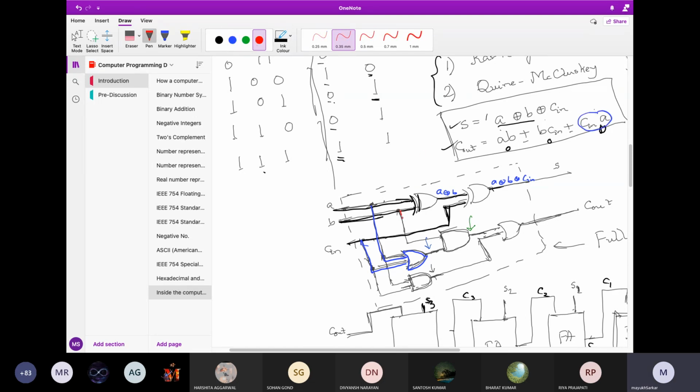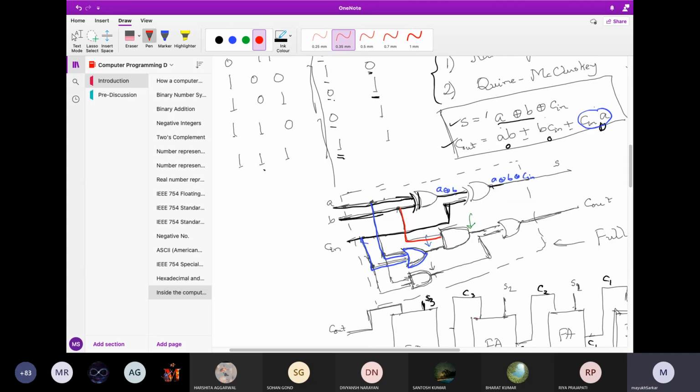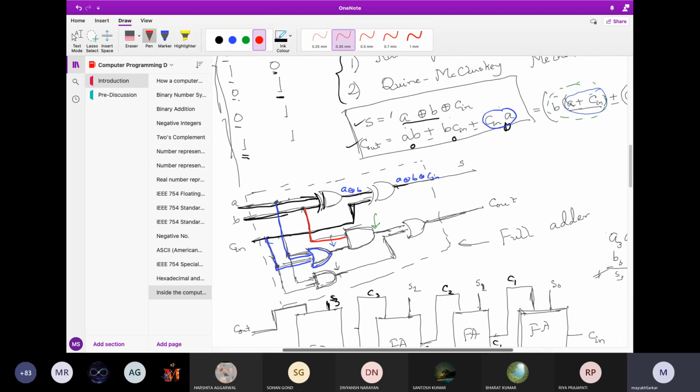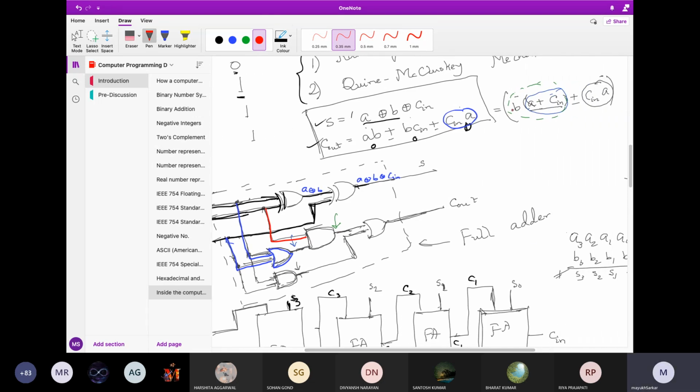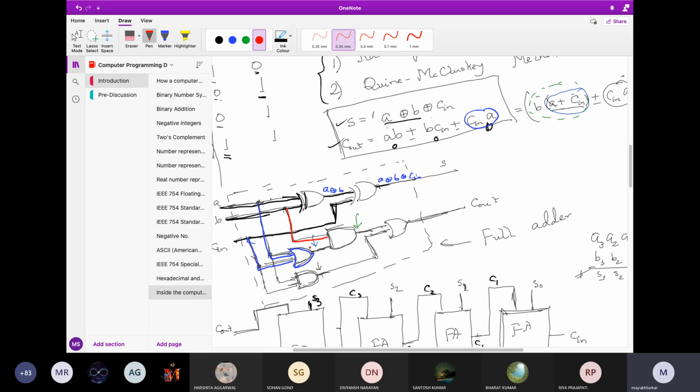Then this B, okay, I think I have minimized this equation a bit. Yes, if you look into this equation, AB plus BC in plus C in A, take the B common, A plus C in, and then take the B common, A plus C in plus C in A. So this is giving you the C in A part, right? This part.